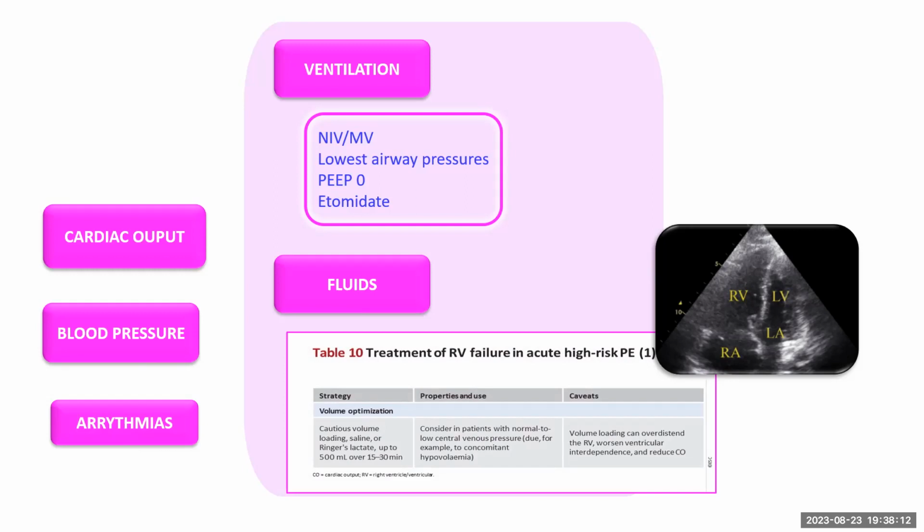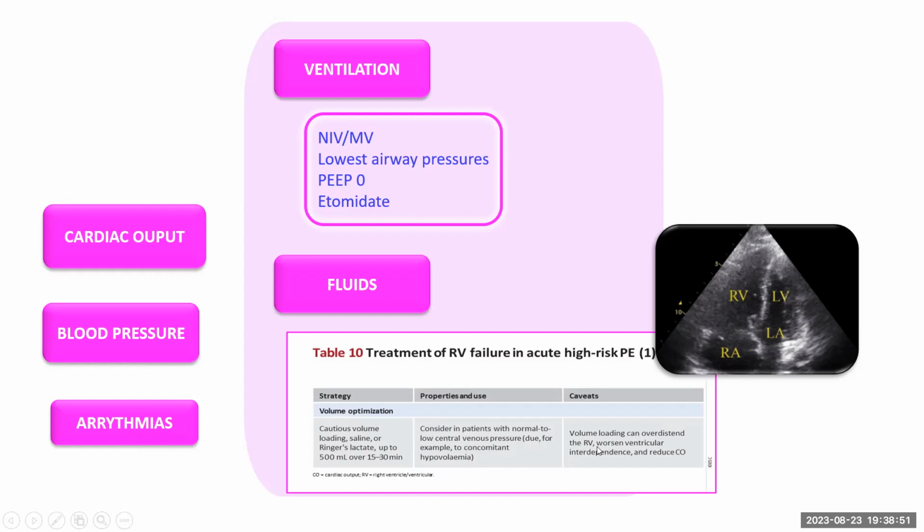So coming to fluids. As far as fluids are concerned, do not give fluids to these patients unless you think they are grossly hypovolemic or there is evidence to suggest they are grossly hypovolemic. This is the European Society guideline table 10, which I have put. And as you can see, cautious volume loading, saline or Ringer's lactate up to 500 ml over 15 to 30 minutes. Consider in patients with normal to low central venous pressure, for example, due to concomitant hypovolemia.